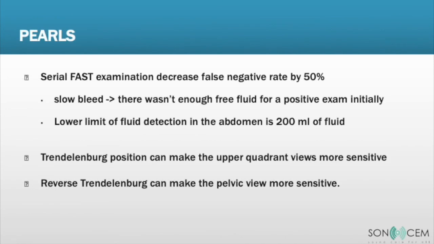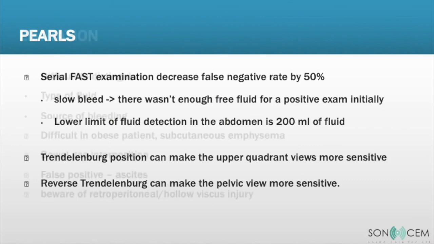Some pearls for EFAST. Serial EFAST examination decreased false negative rate by 50% and increased the sensitivity. The minimal amount of free fluid that can be detected by ultrasound is about 200 mL of fluid. Initially, it can be false negative due to slow bleed because there is not enough free fluid. Trendelenburg position can make the upper quadrant views more sensitive, whereas the reverse Trendelenburg can make the pelvic view more sensitive.